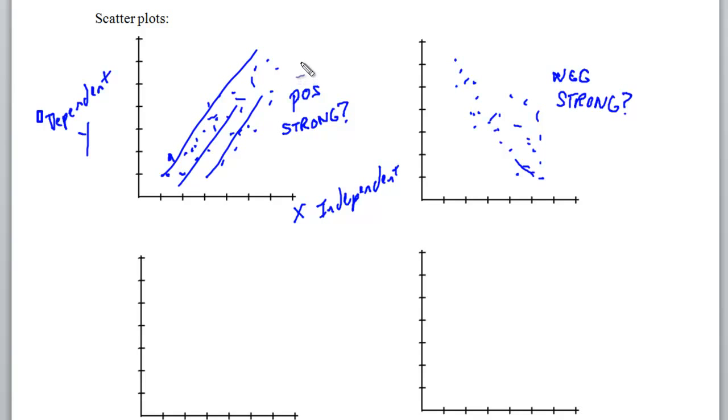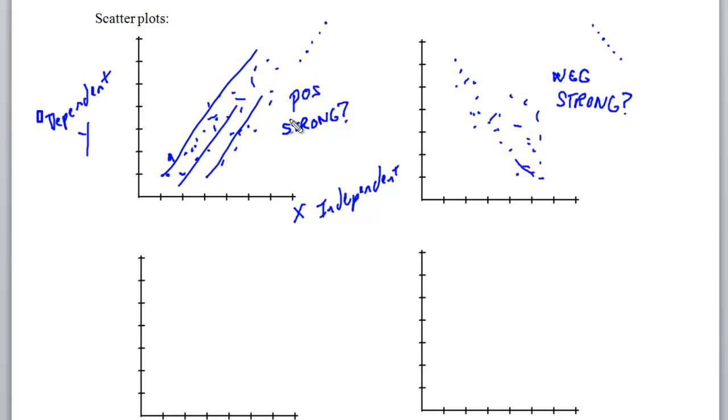Now, a perfectly strong positive graph would be dots that would be in a perfect line. That would be a perfect strength, and a perfect negative strength would be the inverse relationship, would look like that. These never happen in real life. We don't ever see these straight lines that show up.